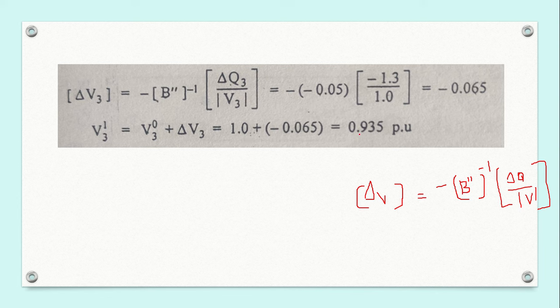It is actually 0.935 per unit after the first iteration. So this is how we can solve a problem using the fast decoupled load flow method.